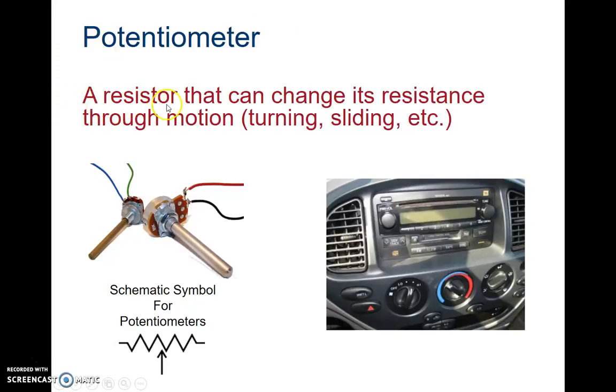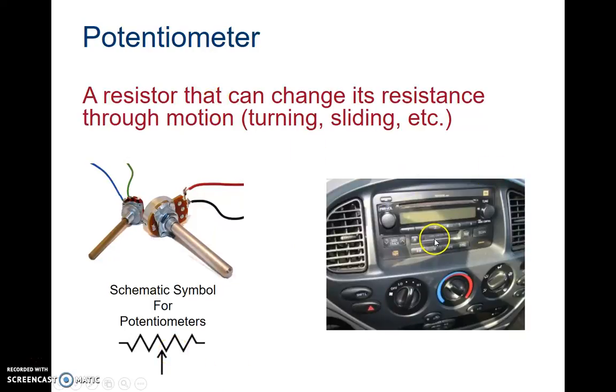A potentiometer is a resistor that can change its resistance through motion, turning, sliding, etc. So go ahead and write that down right here, potentiometer, and what the definition is. And also make sure you get the symbol down here. Okay, so the symbol's right here. Now it looks just like a fixed resistor, except for we have this arrow underneath it. And that arrow is important because it signifies that you can use motion to change this thing. So we've got potentiometer, the definition, and the symbol written down.